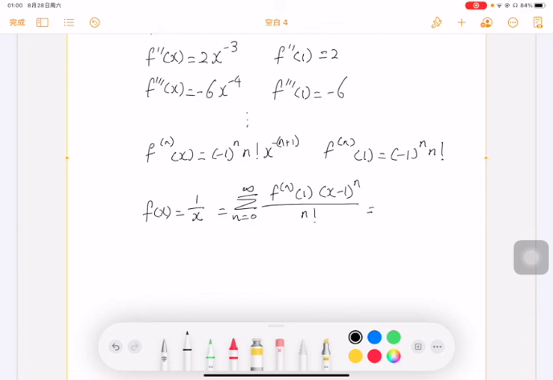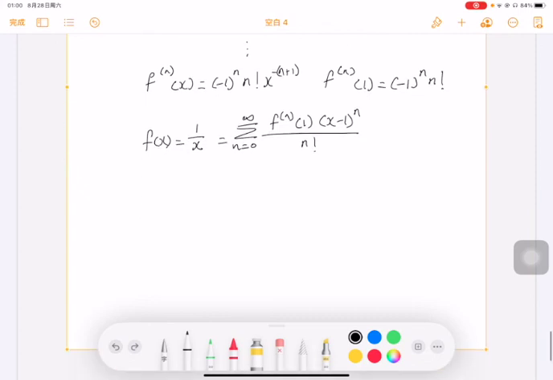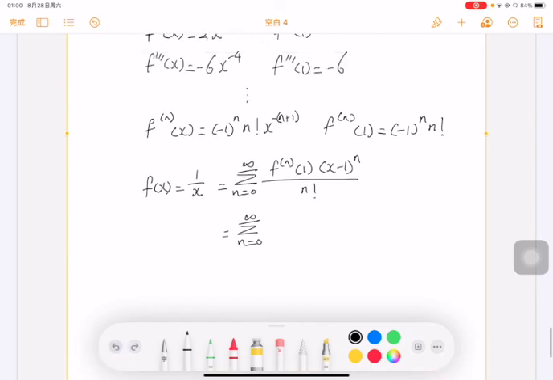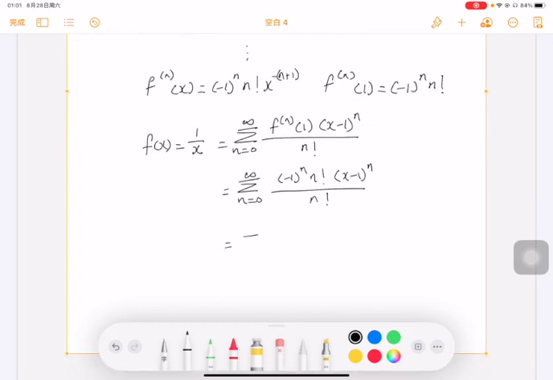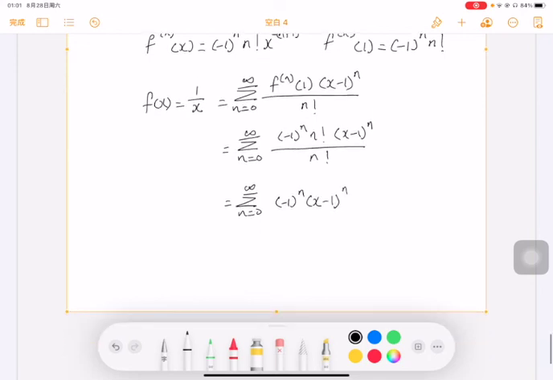This equals the sum, write another line, this equals, from 0 to infinity, f to the n, so, plugging in the nth order derivative, that's minus 1 to the nth power, times n factorial times x minus 1 to the nth power divided by n factorial. And this equals the sum from 0 to infinity of minus 1 to the n times x minus 1 to the n.